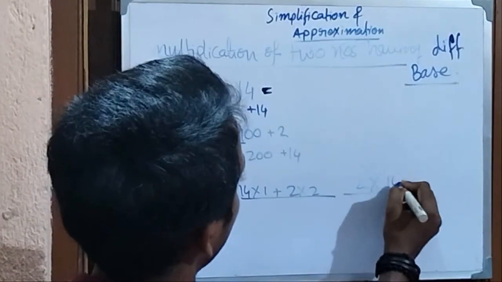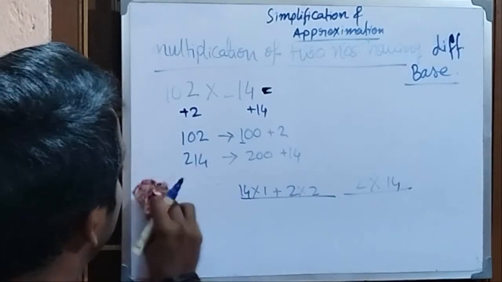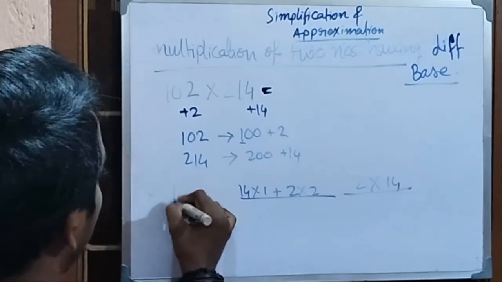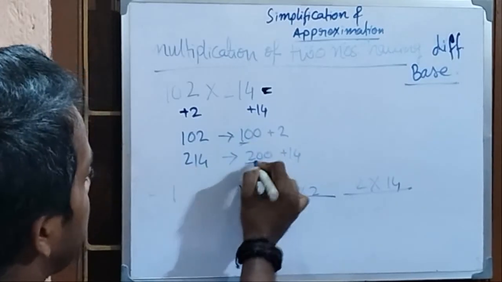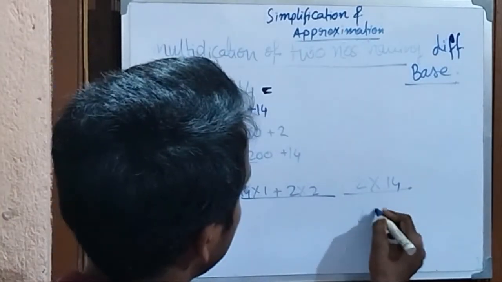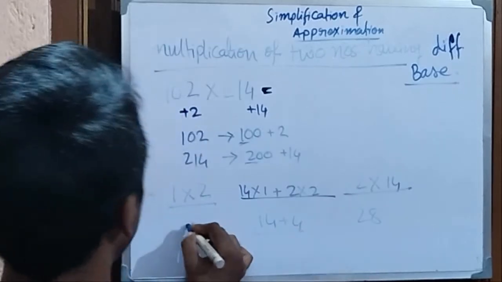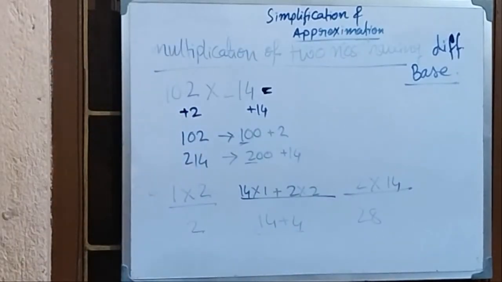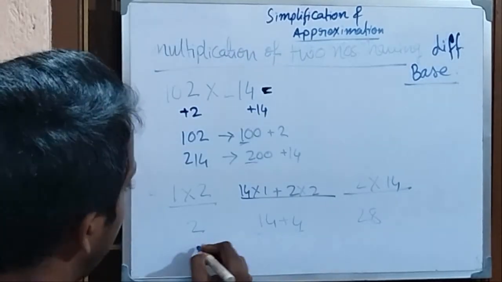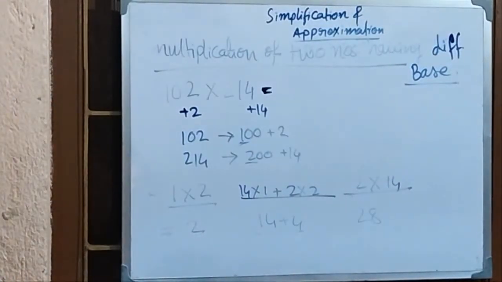And in the third part, 2 into 14. Sorry, here it's not 2 into 14. Here is the base part, means this is 1 and this is 2. So 1 into 2 would be here. Now this part is 28, this part is 14 plus 4, and this part is 2. Right? So what will be the answer here? Can anyone tell me? What will be the answer here?